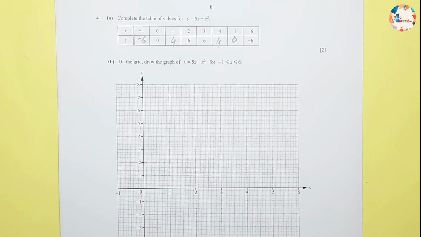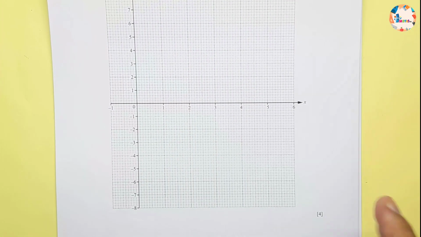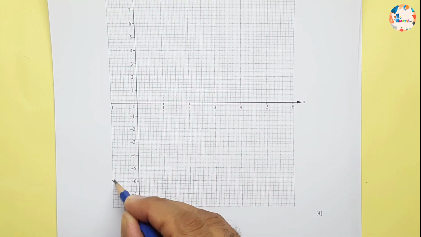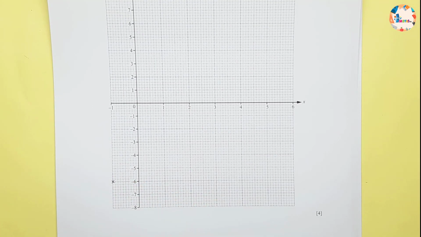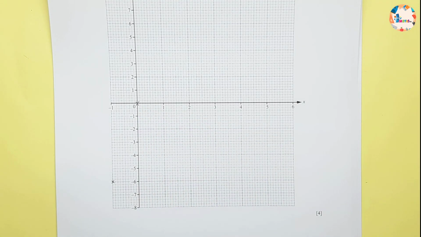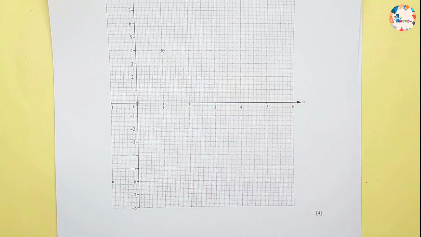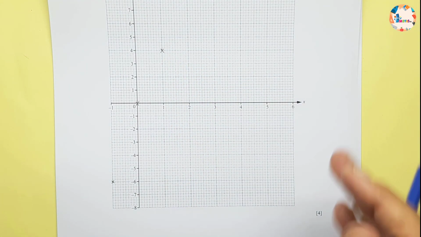Now we have to plot this. First value is -1, -6. -1 and -6 will be over here, but I'll have to move the page a little above. -1, -6 will be this one. Then comes 0, 0. Then comes 1 and 4. So 1 and 4 will be this value. Then comes 2 and 6.